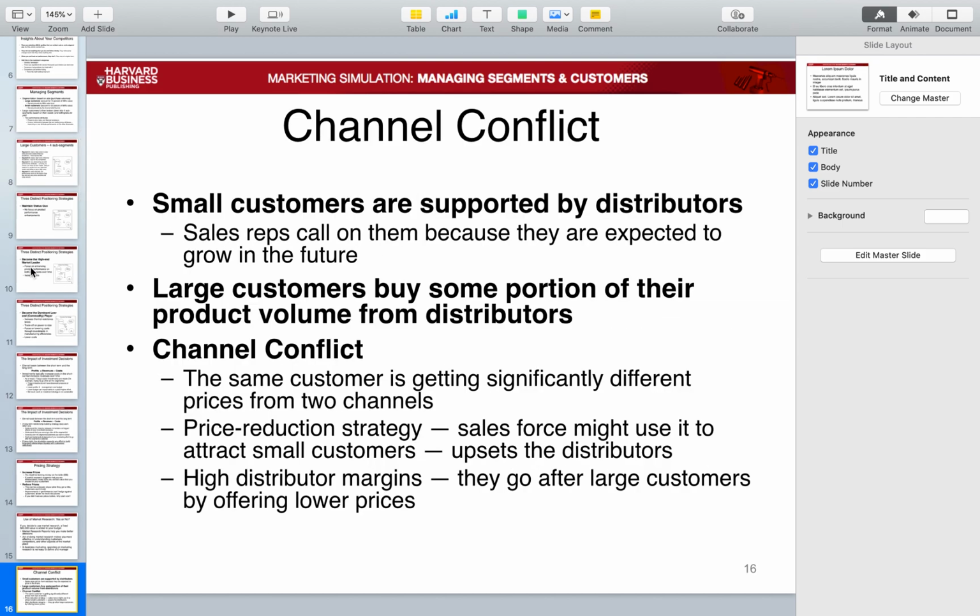Okay, the other element that this software brings in is this concept of channel conflict. Small customers are supported by distributors, large customers are supported by you. So you're going to have to price the two channels differently and hope that small customers don't talk to big customers. Because could you imagine if one of your large customers finds out that one of your small customers is getting a better price than they're getting? That could be pretty bad news.